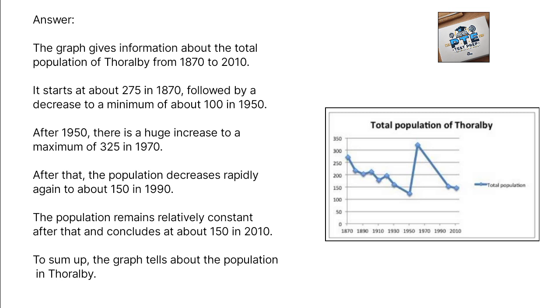After that, the population decreases rapidly again to about 150 in 1990. The population remains relatively constant after that and concludes at about 150 in 2010. To sum up, the graph tells about the population in Thurlby.